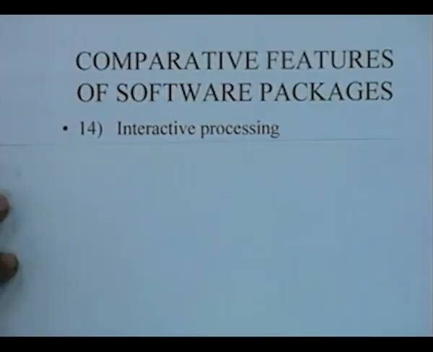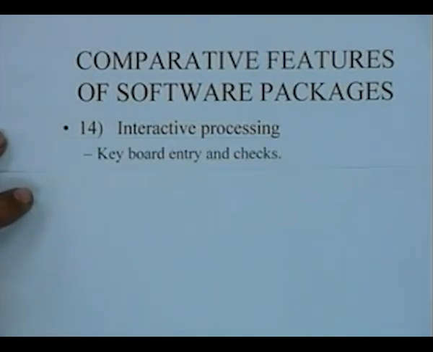This is one of the things included in statistical analysis. And finally, when you're talking about comparative features of software packages, does the package have what is known as interactive processing? By interactive processing we mean, does it have the ability to check your keyboard entry, and does it have some inbuilt checks for errors and things of that kind at various stages. So there could be a wide variety of such interactive processing checks when you are doing this.